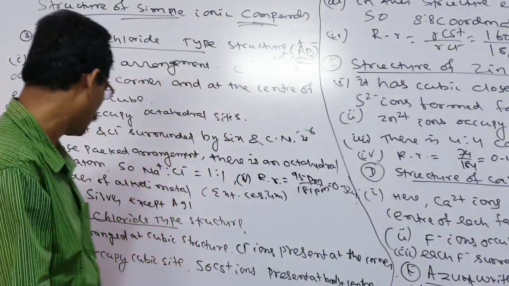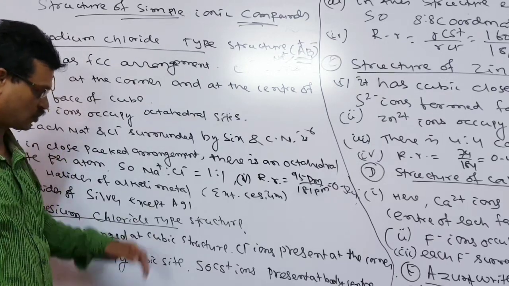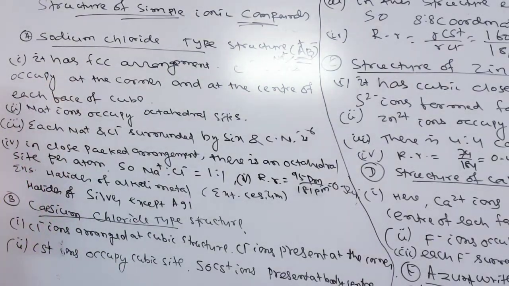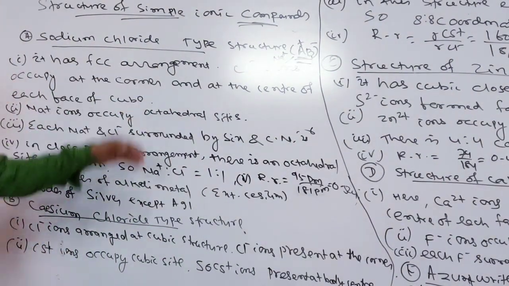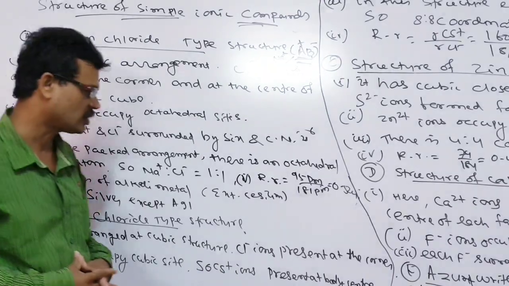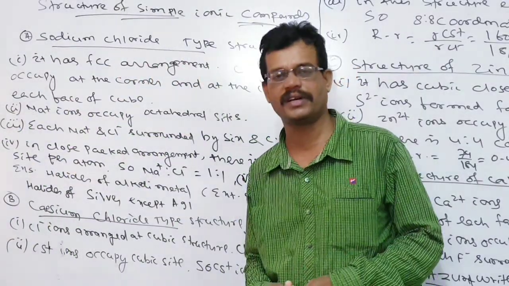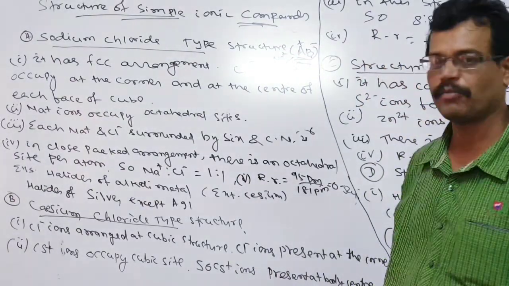Now we go to the second type, that is the cesium chloride type structure. Let us look here, sir. In the first case, we have to make an exception: cesium chloride is an exception to the NaCl structure. So this is a particular different type of structure as compared to your NaCl AB type structure. In cesium chloride, you see here the Cl minus ions are arranged in a cubic structure, present at the corners of the cubes, whereas Cs plus ions occupy cubic sites at the body centers.